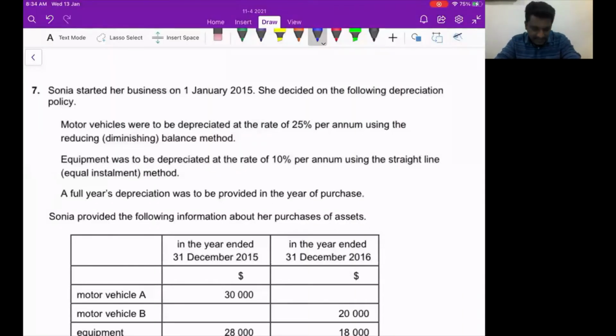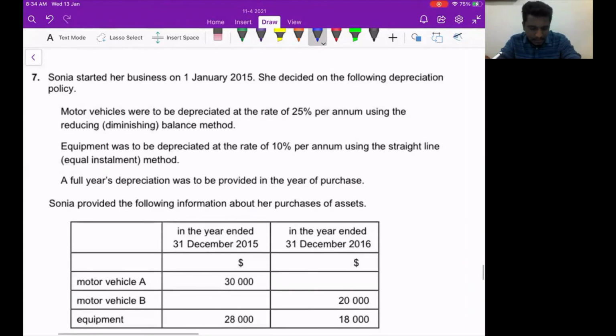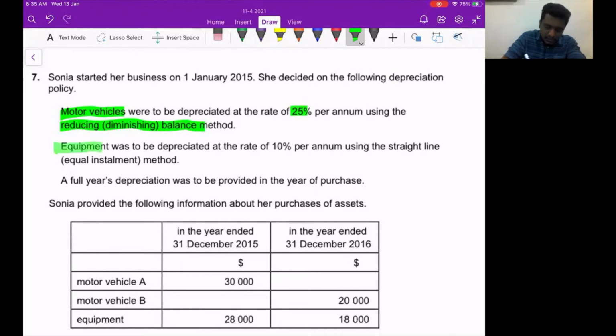Question number 7. Sonia started a business on the 1st January 2015. She decided on the following depreciation policy. Motor vehicles are depreciated at 25% per annum using the reducing balance method, and equipment is to be depreciated 10% per annum on the straight line method. A full year depreciation to be provided.